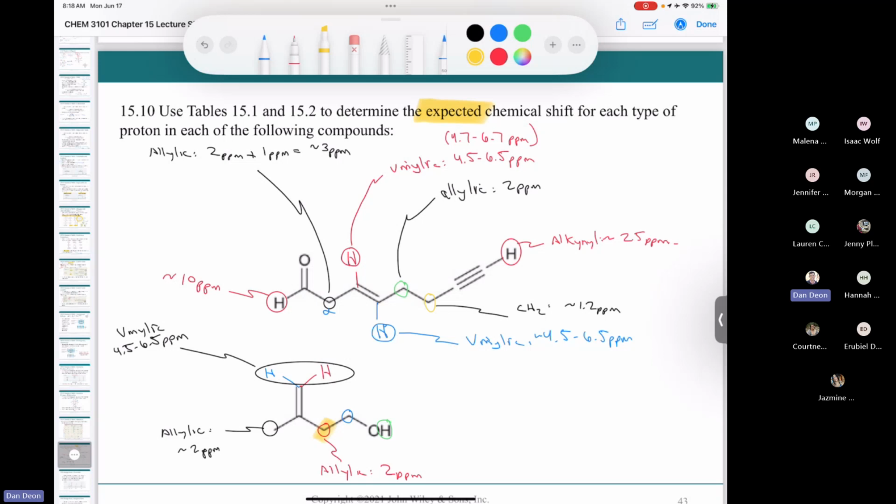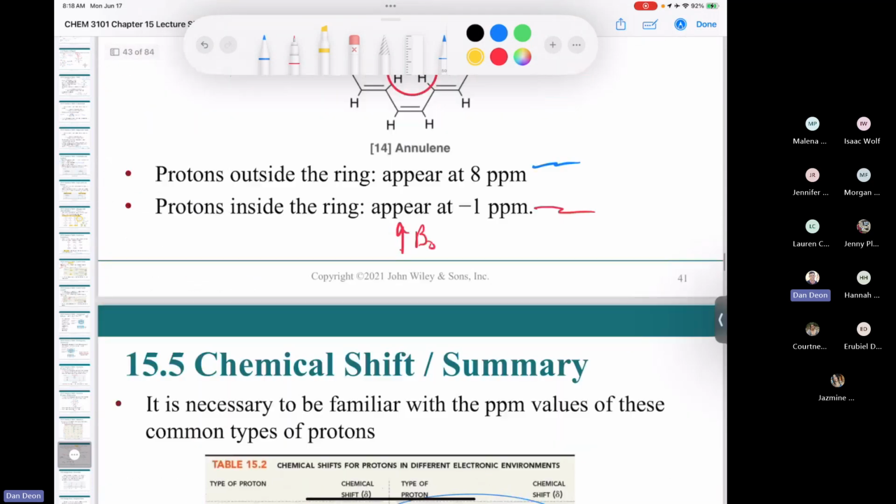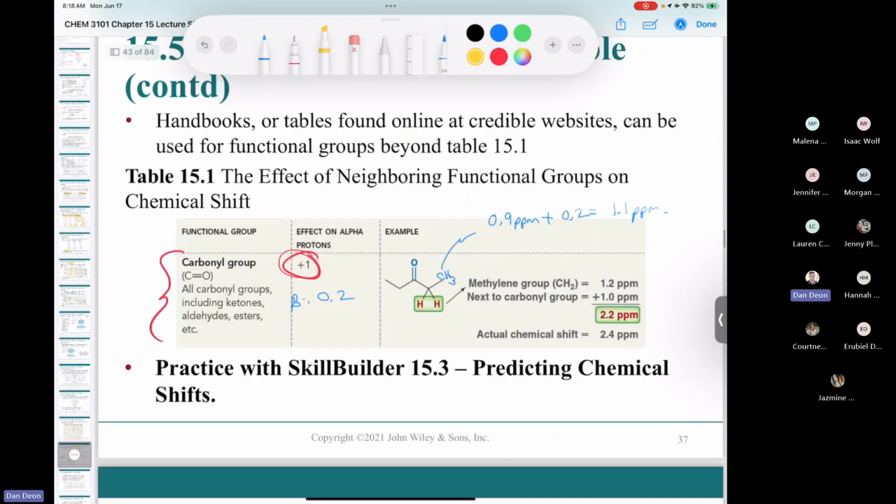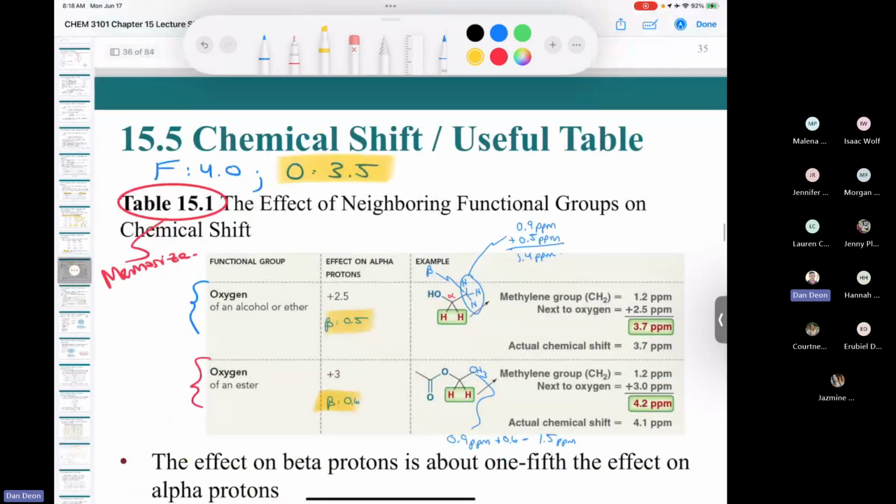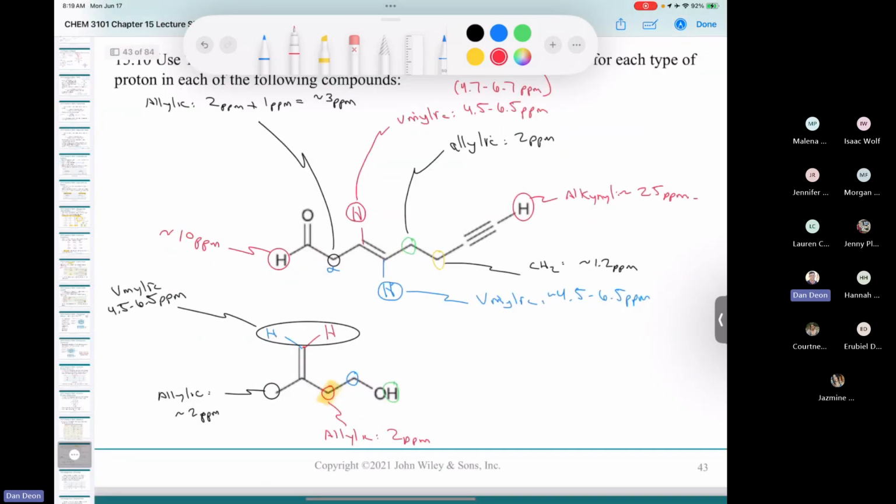Exactly. So if they're beta, right, Jenny, if we go back to the table, so there's a lot of scrolling here. If we go back to the table, we said that the electron withdrawing effect of an alcohol was 2.5 parts per million. That's if you're alpha to them. But since they're beta, you add 1/5 of that. 1/5 of 2.5 is 0.5. So we're going to say 2 parts per million, and we're going to add 0.5 parts per million, and we get a total of 2.5 parts per million, like that.